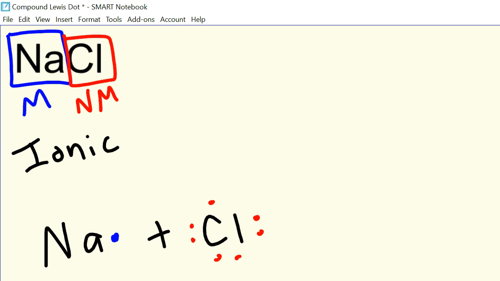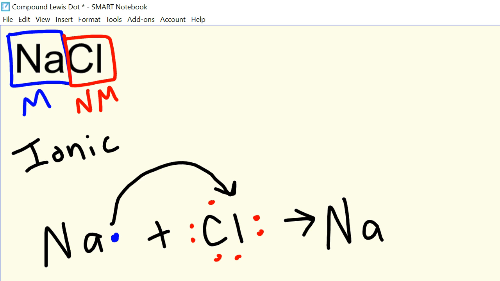Now we must decide which element is going to give electrons and which one's going to take. The one that's going to give is always the metal. The metal always gives to the nonmetal. It's the one that has the least amount of valence electrons to start with, so it's easier to move 1 than it would be to move 7. So I'm going to move 1 valence electron over here to chlorine, and we're going to form my ionic compound.